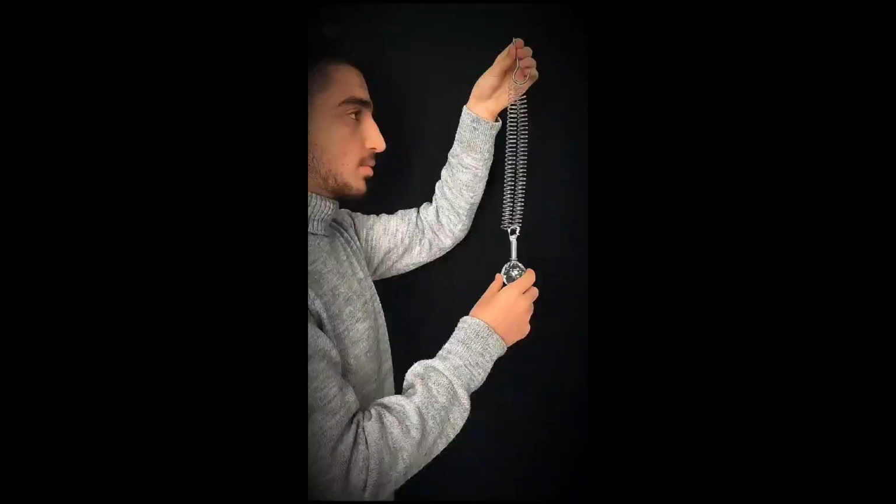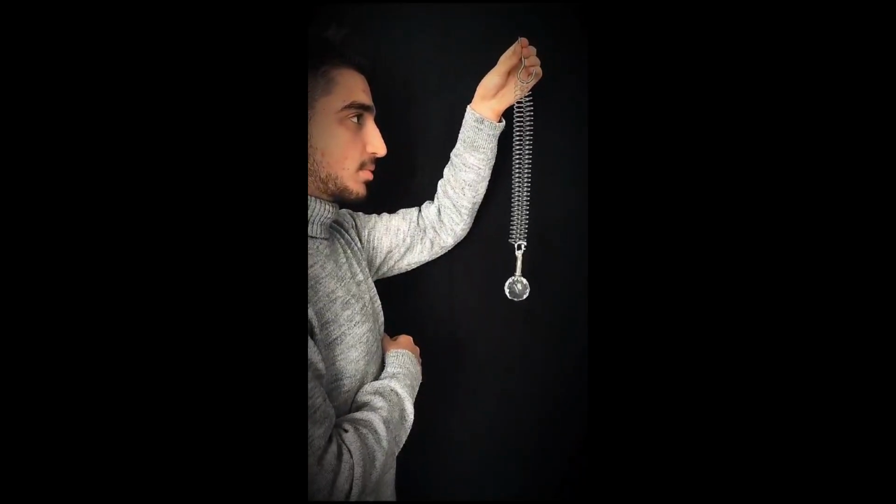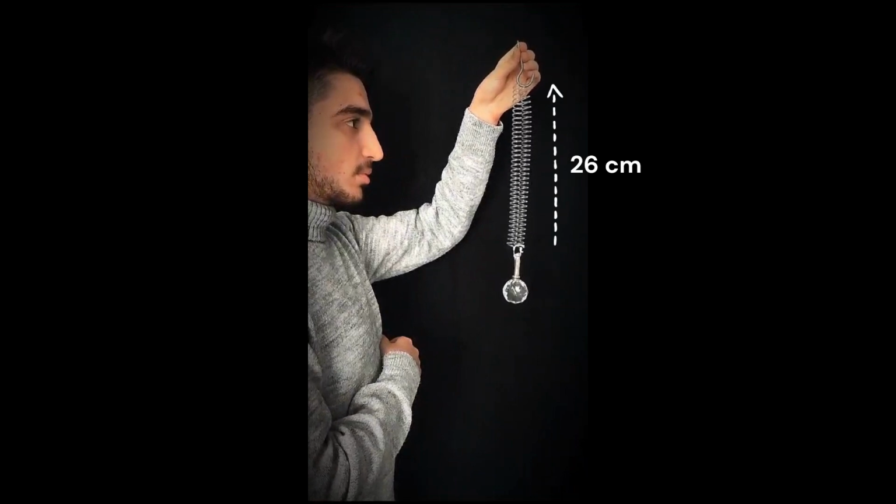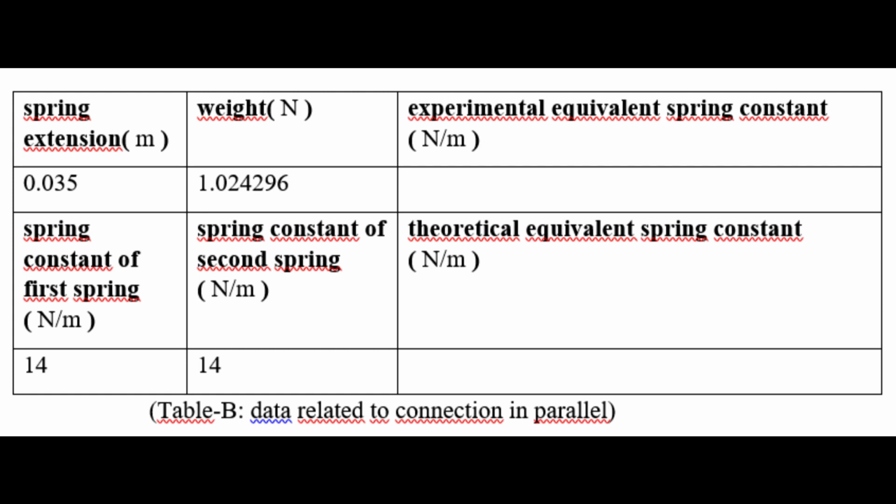In the second stage of the experiment, I will connect springs in parallel and measure the spring extension. As you see, length of springs is 26 centimeters. So, I can say that the spring extension is 3.5 centimeters. Now, when I divide the weight of the object by the extension, I can say that the equivalent spring constant is 29.3 Newton per meter. Also, if I calculate the equivalent spring constant by using special formula, I find that it's equal to 28 Newton per meter.